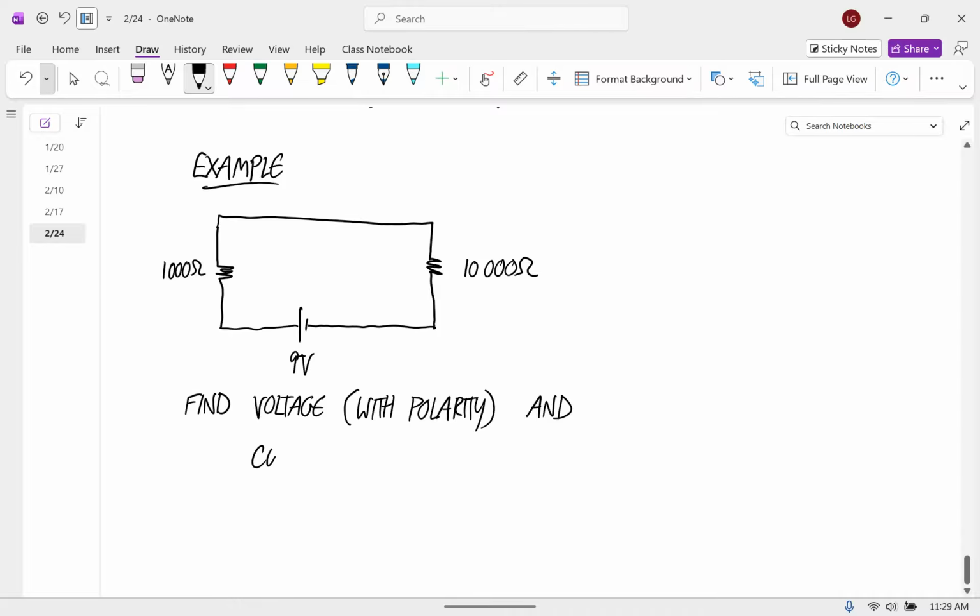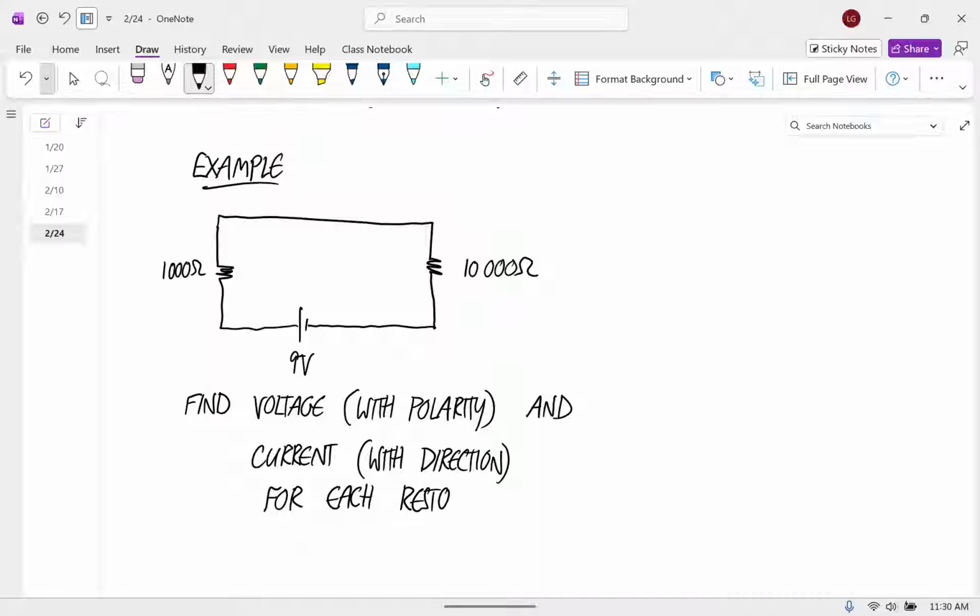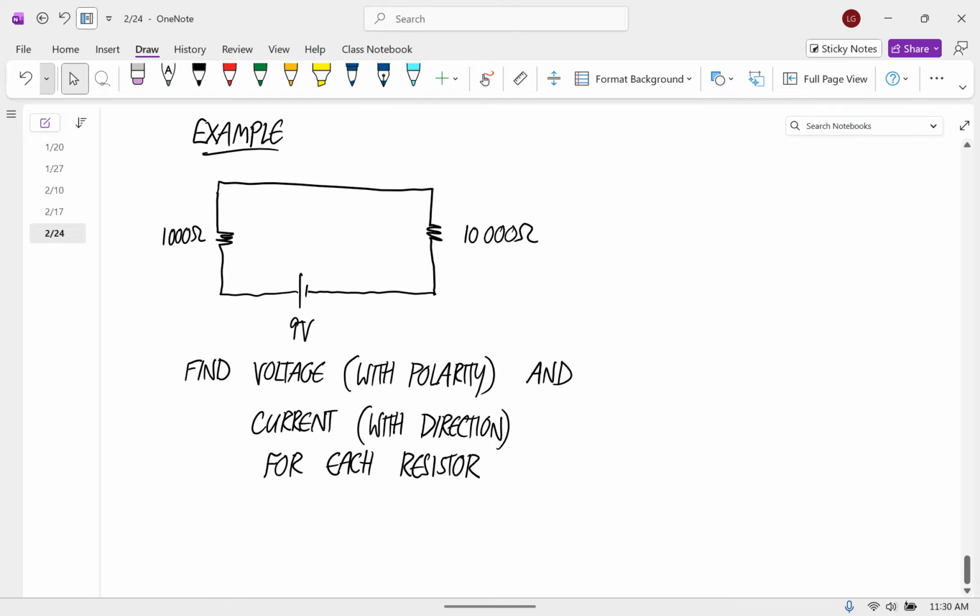And the current with direction for each resistor. Spelled that wrong. Okay, so feel free to talk to each other as you do it, ask me questions as you do it, but I just want you to get the experience of doing one of these before you leave class here.